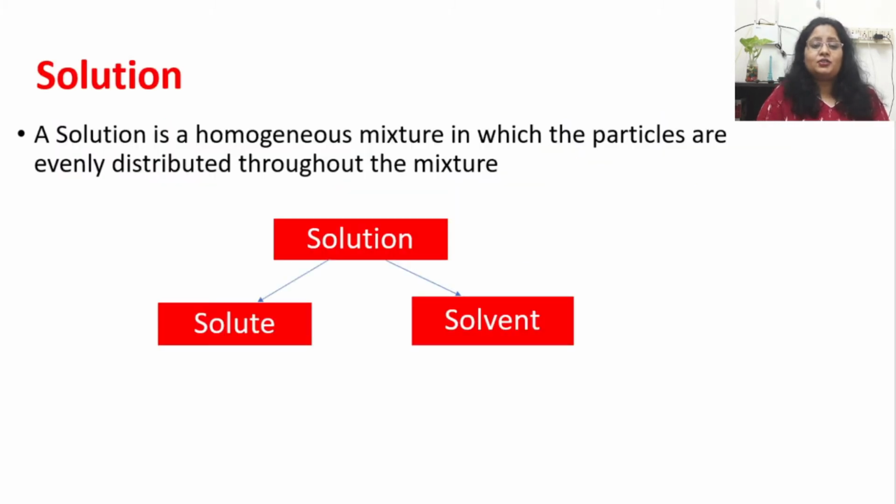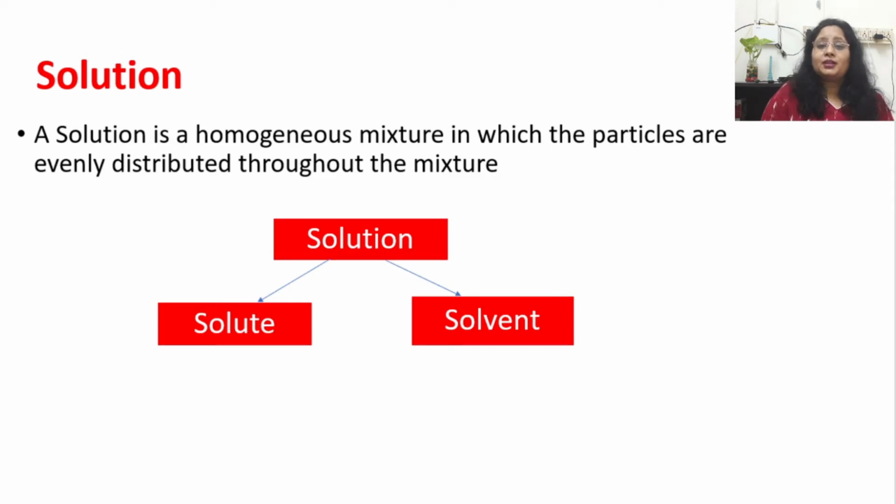Solution. A solution is a homogeneous mixture in which the particles are evenly distributed throughout the mixture. As I told you earlier in part 1 also, solution is a mixture but it's a homogeneous mixture. Homogeneous means same type, the distribution of particles is even, or we can say throughout the solution the particles are evenly distributed. So, this type of mixture is called solution.